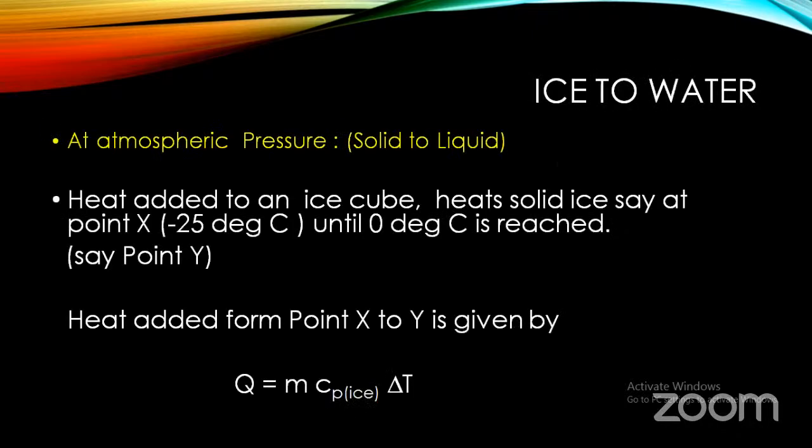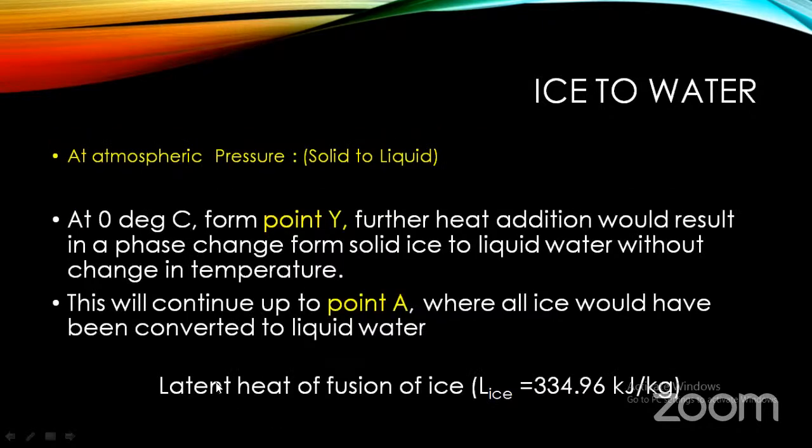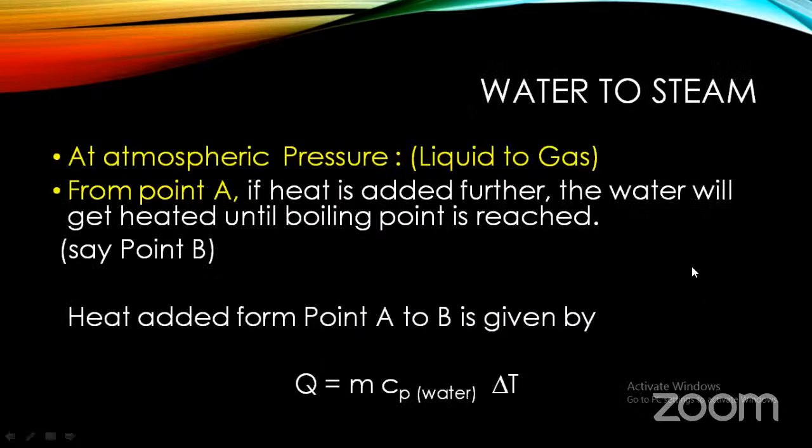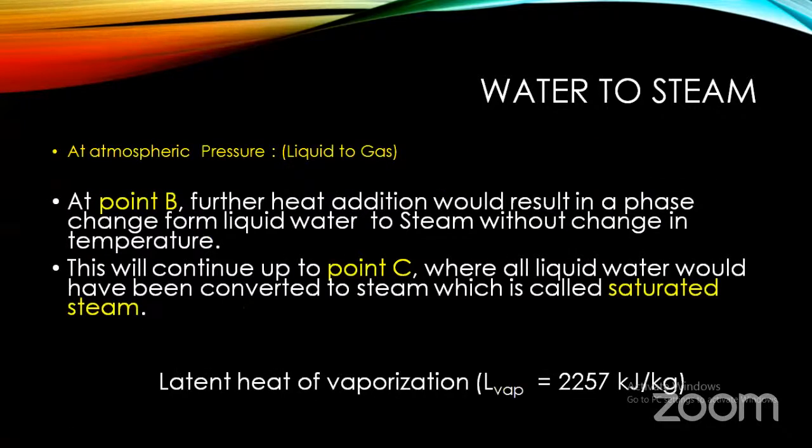So this is the common equation where the ice is being converted into water. Here we have come across a heat term called latent heat of fusion of ice. And further heating of water will convert it into steam at atmospheric pressure, and the heat added will be equivalent to the same equation, where the specific heat of water is multiplied by the difference in temperature. And the further addition of heat will convert the water into steam.